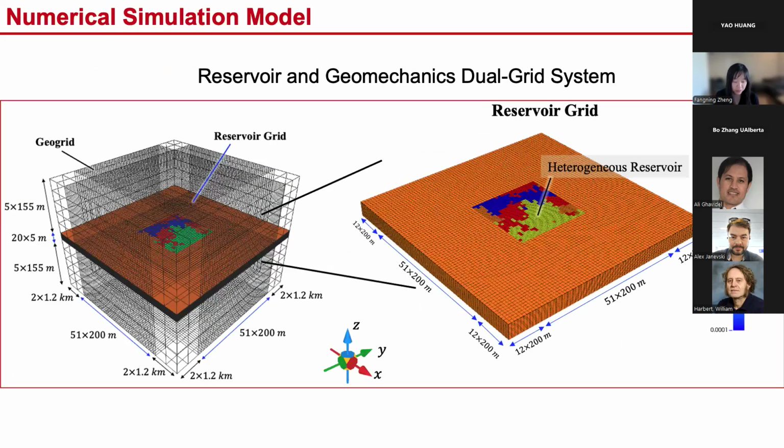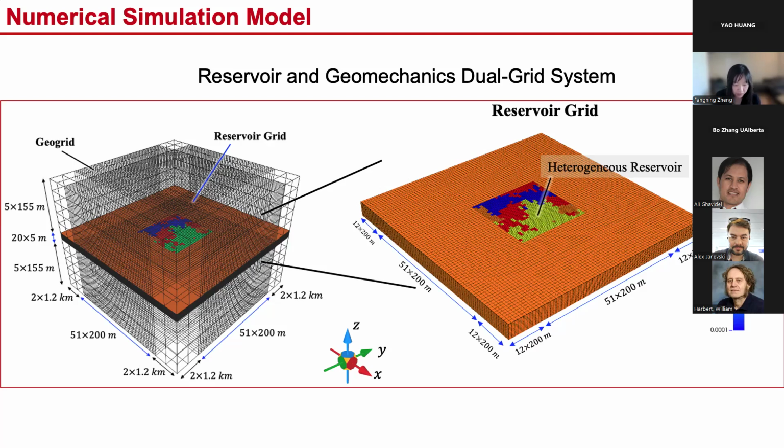This slide shows a simulation model I built in CMG to be used in the optimization. I used CMG GEM to build this dual grid system with the reservoir in the middle surrounded by overburden, underburden, and sideburdens. You can see that this is the heterogeneous part of the reservoir, which we define as an injection reservoir.